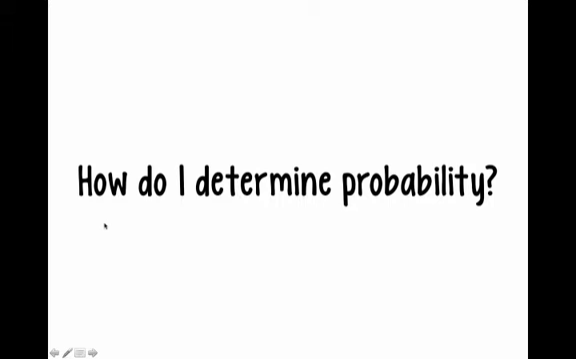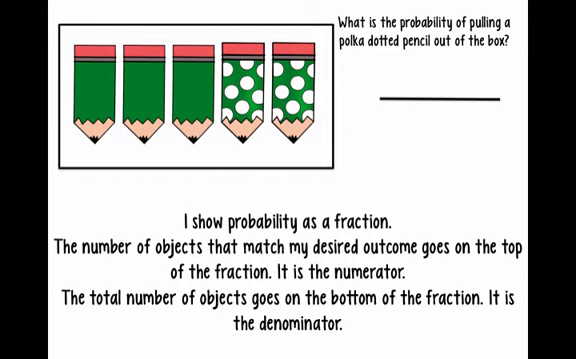Okay, now let's talk about how we determine probability. A question that you might have about probability would be something like, what is the probability of pulling a polka dotted pencil out of this box? Here I have a box of pencils. I have 5 pencils in my box, and I want to know what the chances of pulling one out randomly that has polka dots on it would be. So we always show probability as a fraction. You can either write it like a fraction with a fraction bar with a numerator and a denominator, or you could say something like the probability is 2 out of 5, written in a complete sentence with the words out of being in place of the fraction bar.